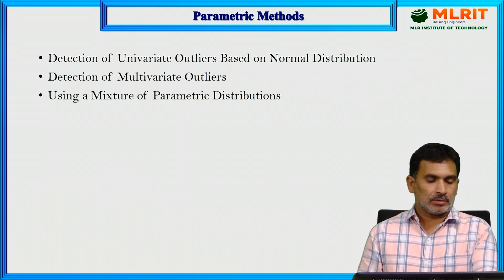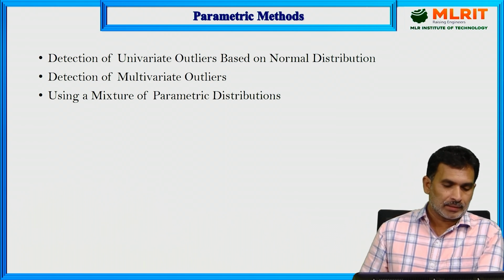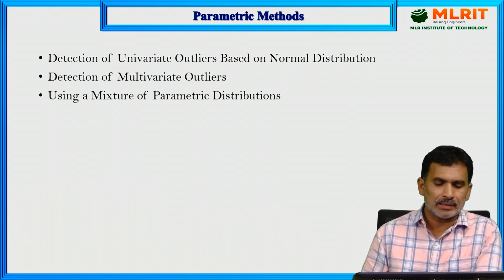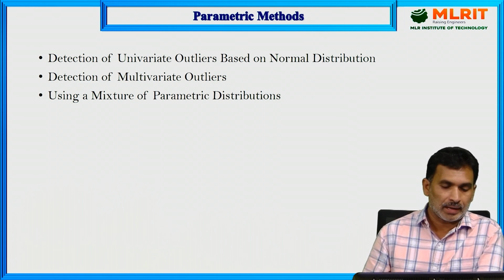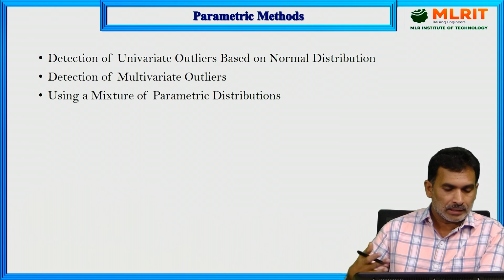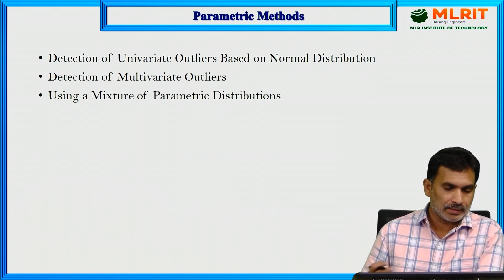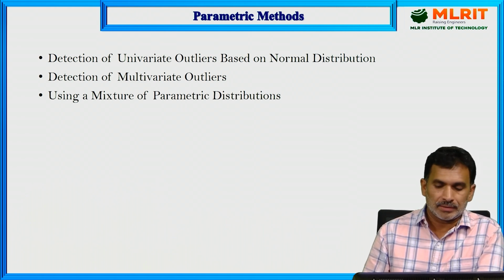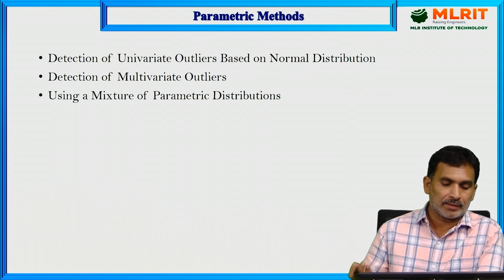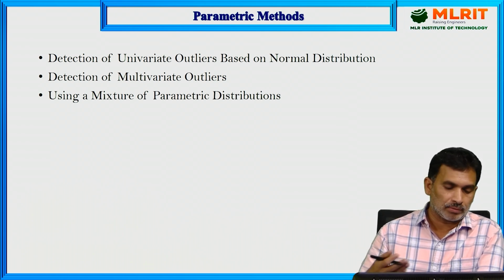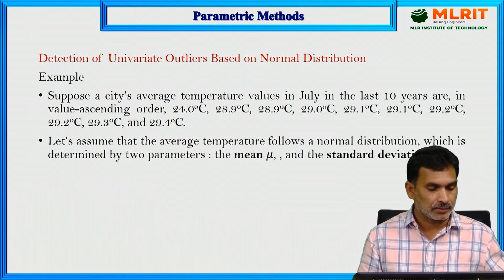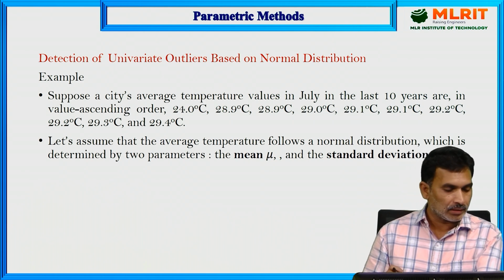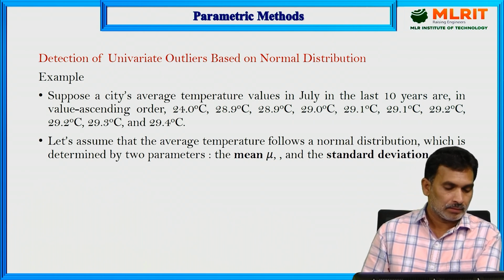Detection with these parametric and non-parametric methods mainly depends on whether the data set has a single variable or multiple variables. Based on that, the detection would be done: detection of univariate outliers based on normal distributions, and detection of multivariate outliers, using a combination of parametric distributions. Let us see them one by one with small examples.